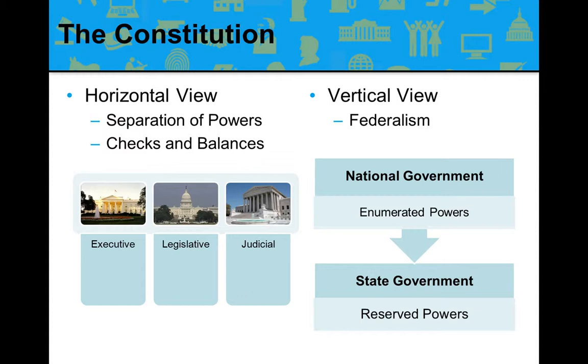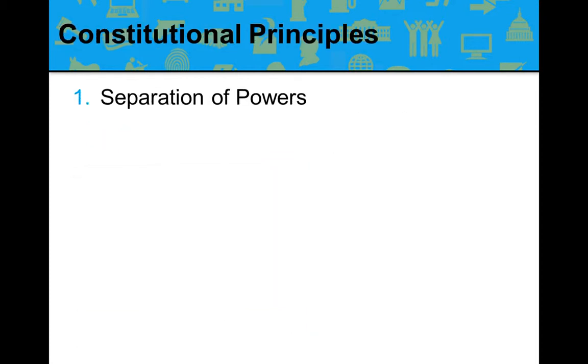So federalism basically refers to the idea that you have 2 levels of government, one at the national, one at the state, and their powers overlap and they share some powers. And so those powers given to the national government, we refer to them more as enumerated, and those powers that the states have are called reserved powers. But we're going to focus on the horizontal view today, and then next week we'll talk about the vertical view, or that of federalism. All right, so let's just look at these different constitutional principles.